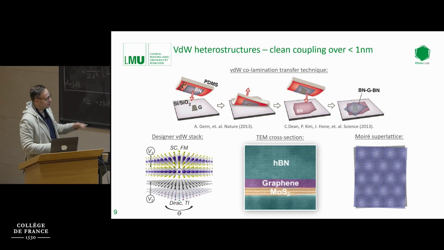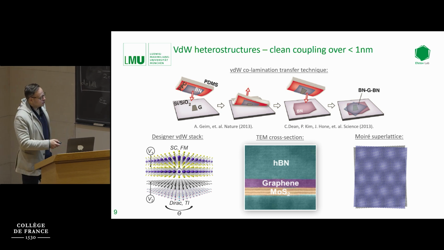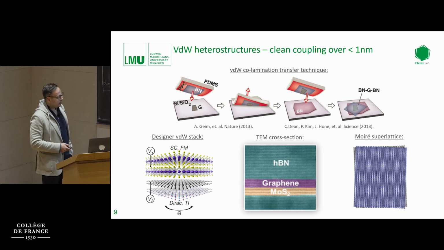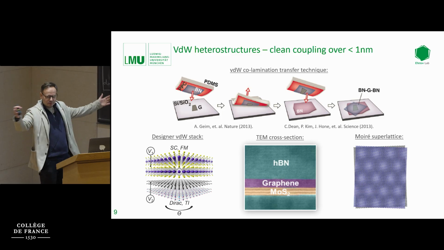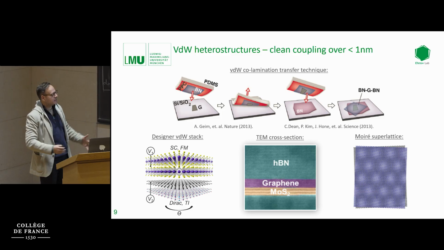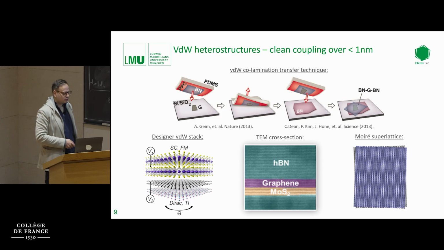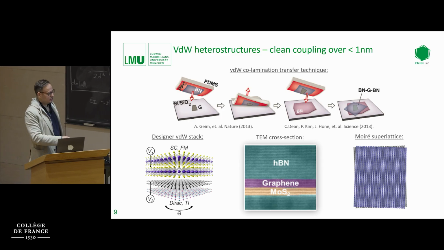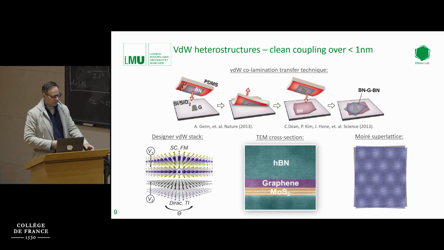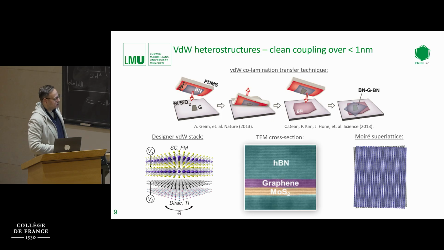It's a very rudimentary technique. And the surprise was really that it can be quite high quality. On a micrometer scale, not on a macroscopic scale, you always find regions which are extremely clean, where the interface between hBN, graphene, and MoS2 is extremely clean, and you don't find even disorder, again, on a length scale of a few microns. That's possible.